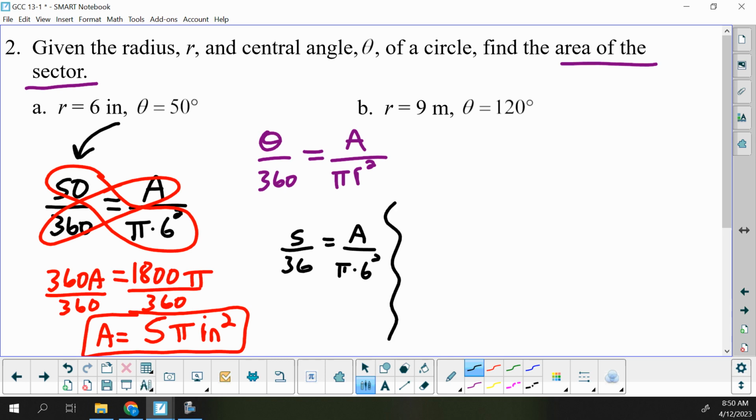All right, another example, same thing. Finding the area of the sector. We've got our theta is 120 over 360 equals our area of the sector that we don't know, over pi times 9 squared. So take a minute or two, see if you can cross multiply and solve this. It doesn't say to round, so we would want our answer in terms of pi, and think about what your unit should be once you get that answer.